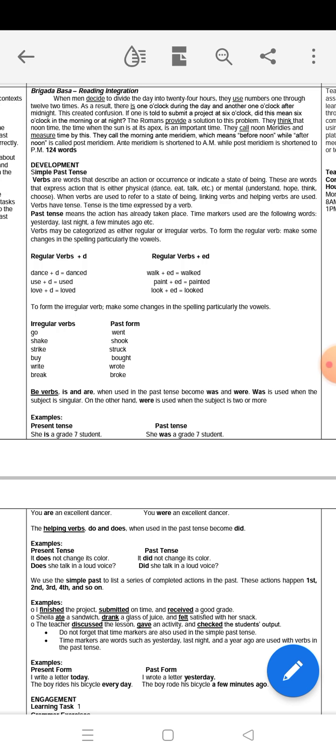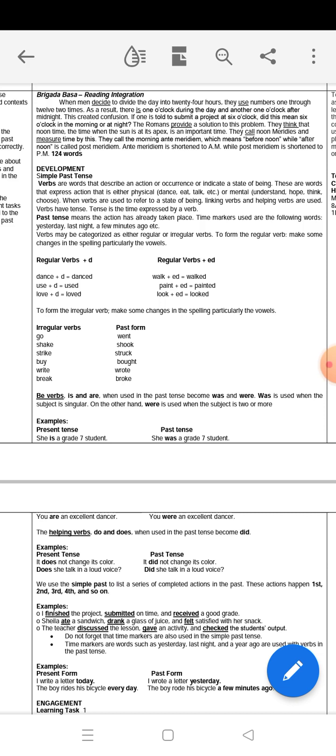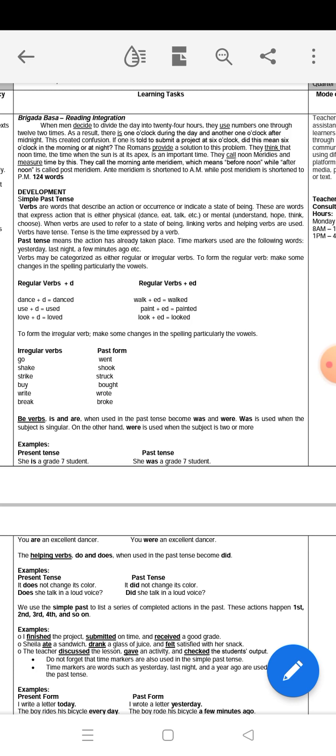And take note that the underlined words here are some of the verbs. And when you say verbs, these are action or occurrence or indicate a state of being. So let's read. It says, when men decided to divide the day into 24 hours, they used numbers 1 through 12 two times. And as a result, there is 1 o'clock during the day and another 1 o'clock after midnight. This created confusion. If one is told to submit a project at 6 o'clock, did this mean 6 o'clock in the morning or at night?